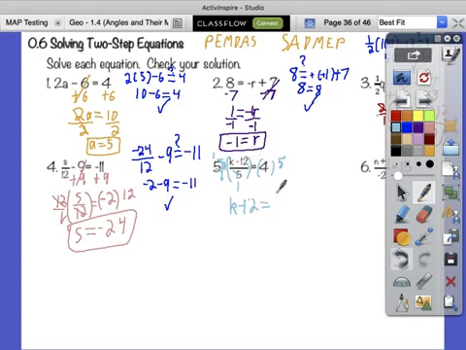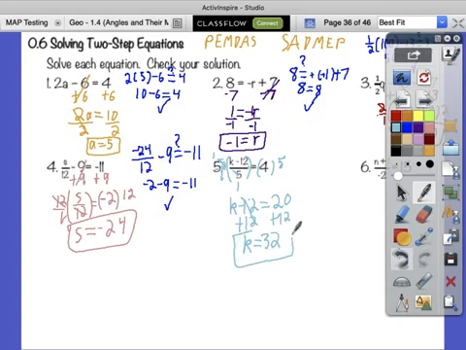Equals, what's 4 times 5? 20. Now this is just a one stepper again. How do we get rid of this negative 12? Add 12. And what does k equal? 32.